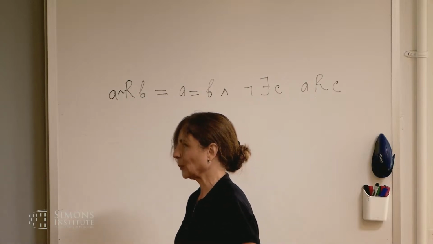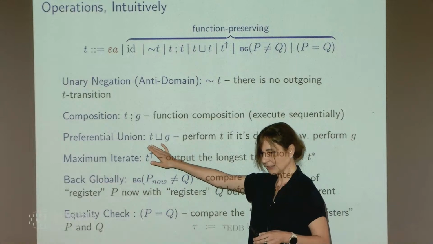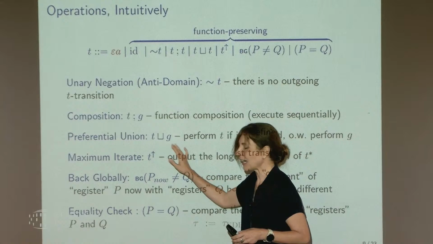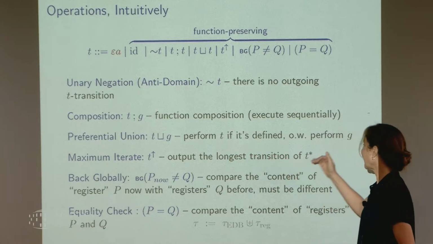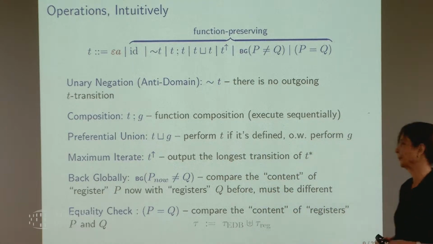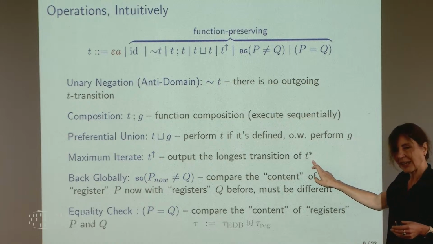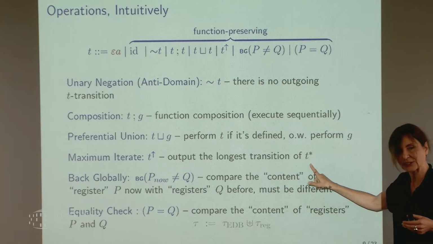Composition is a standard function composition. Preferential union is a counterpart of union. We perform T, and if not possible, we perform G. They are partial functions, so the first one may be undefined, and in that case, the second one is applied. There is a maximum iterate. Essentially, we take the Kleene star and output the longest transition out of all possible transitions. I have an illustration on the next slide.